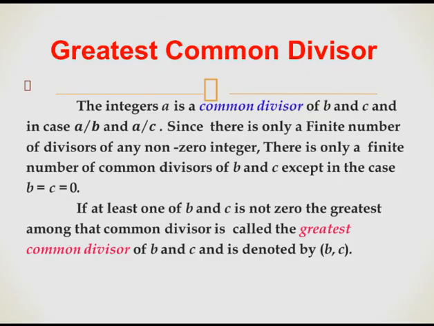Next one is greatest common divisor. The integer a is a common divisor of b and c in the case a divides b and a divides c. Since there is only a finite number of divisors of any non-zero integer, there is only a finite number of common divisors of b and c, except in the case b equal to c equal to 0. If at least one of b and c is not 0, the greatest among the common divisors is called the greatest common divisor of b and c, and it is denoted by the bracket (b, c).